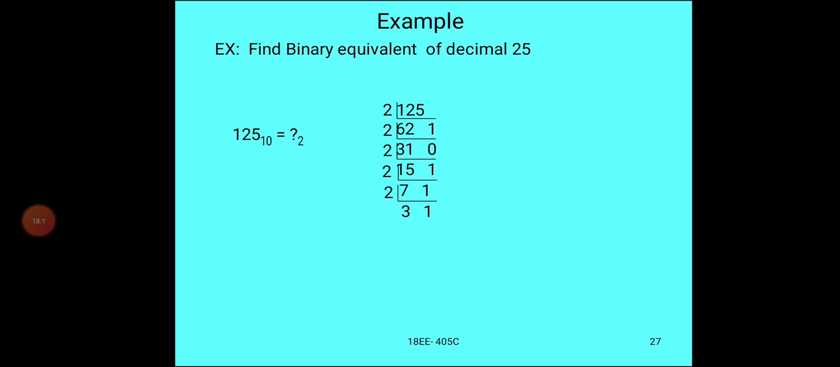7 is divided by 2: quotient is 3, remainder is 1. 3 is divided by 2: we get a quotient of 1, remainder is 1. 1 is divided by 2: we get 0 quotient and remainder is 1. 125 of base 10 is equivalent to 1111101 of base 2.